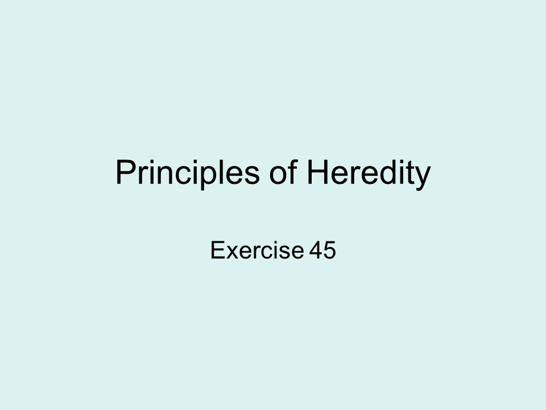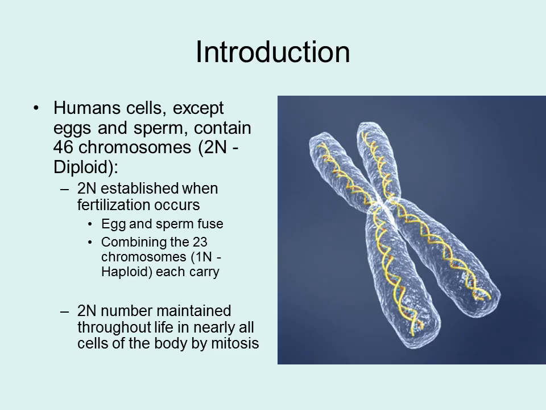It's exercise 45. This deals with principles of heredity. As some background information on this, dealing with genetics essentially. For humans, in most of the cells, all what we call the somatic cells, which are the non-sex cells, there are 46 chromosomes. From a genetic standpoint, we would typically refer to this using the term diploid, and for diploid, we often use the abbreviation 2N.